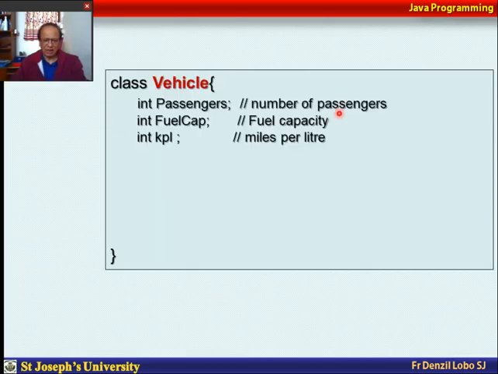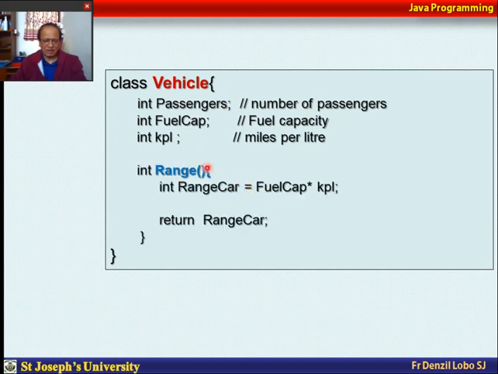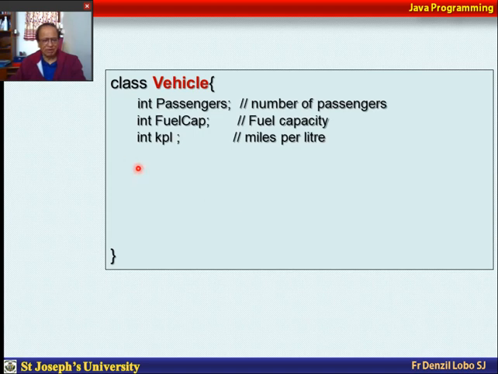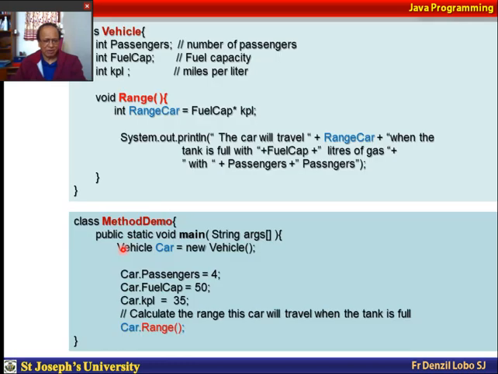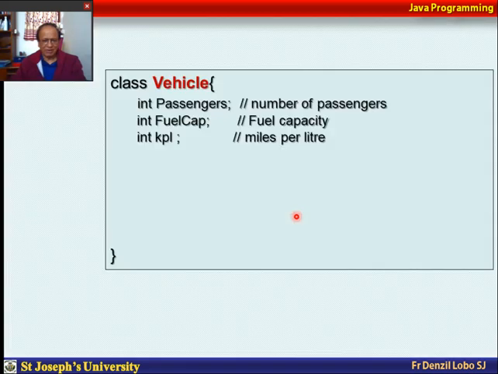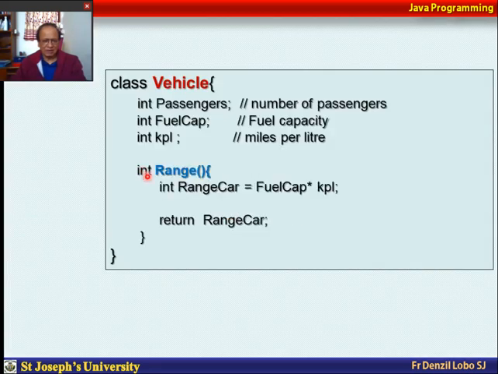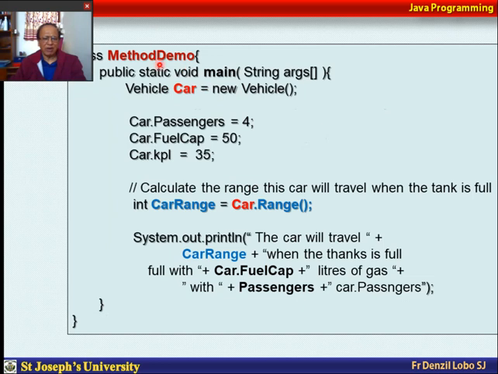As you see here, I've got these variables, then I'm writing this method or function to calculate the range, and then return range car. This function is going to return the range, the number of kilometers this vehicle is going to cover, and therefore the return value is integer. Earlier we did not mention anything, it was void. This time it is returning a value, and therefore you say int. Let us see how we are going to use it.